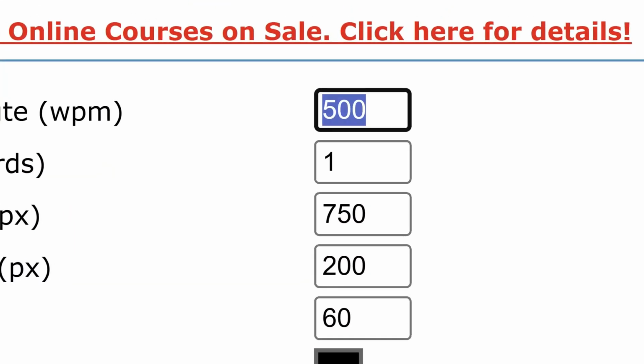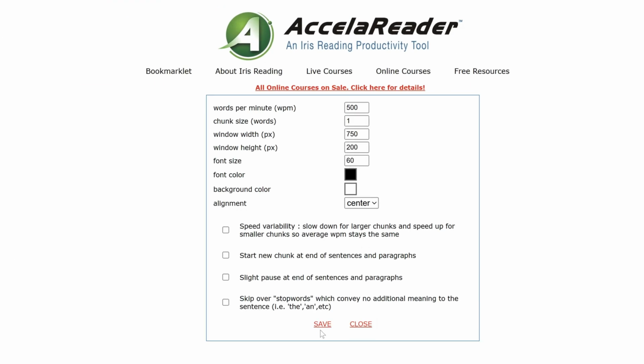word summary. Now, what exactly does scanning look like? Well, on average, if you're reading at a 500 words per minute speed, it's going to look like something like this.